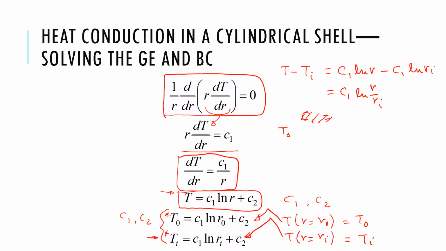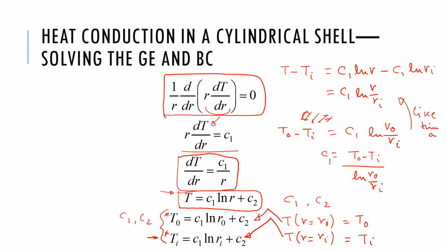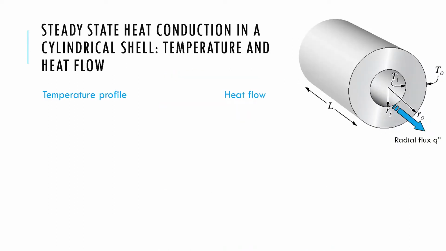So I can write T0 minus Ti is equal to C1 natural log of r0 over ri, just the same way as this one. So from here I can get C1 is equal to T0 minus Ti over natural log of r0 over ri. Okay, so I have solved for C1, and that is my only unknown here. So I plug that back in, and so now I have an equation for temperature. So let's look at that equation.